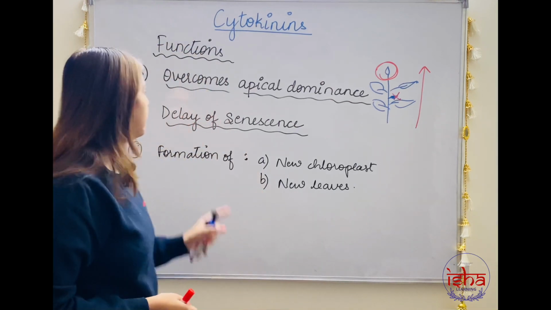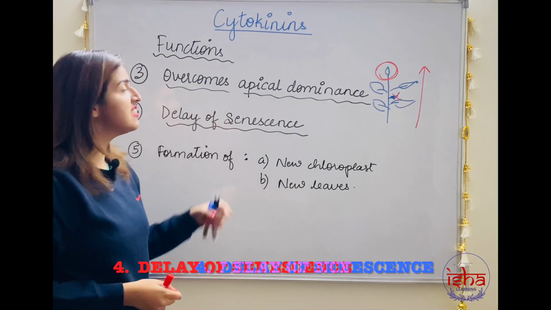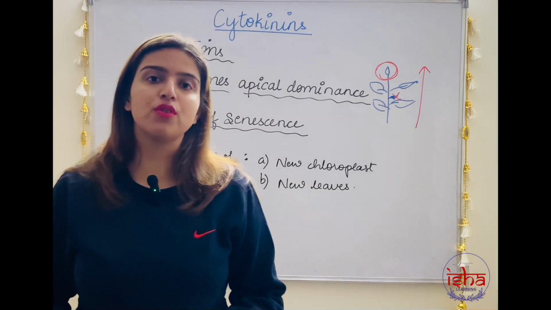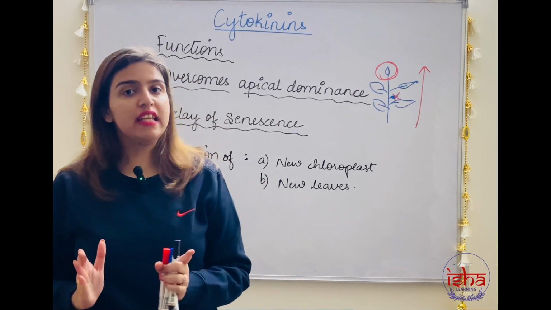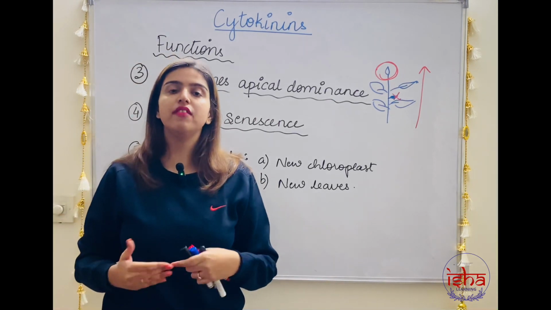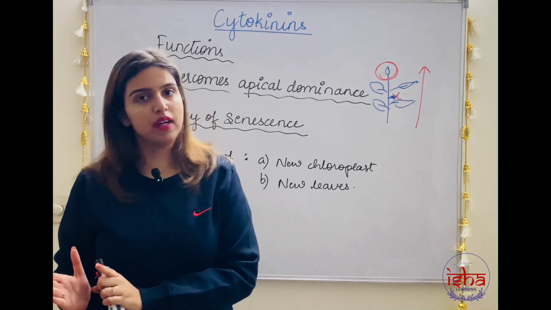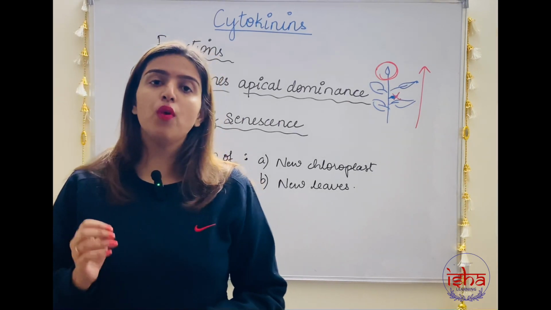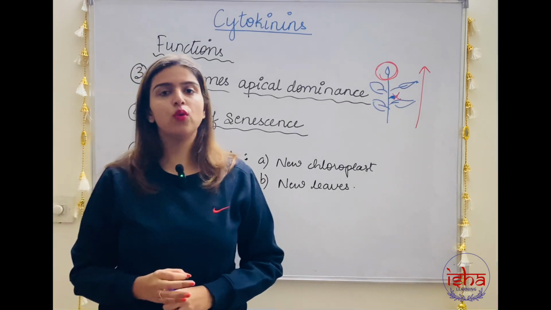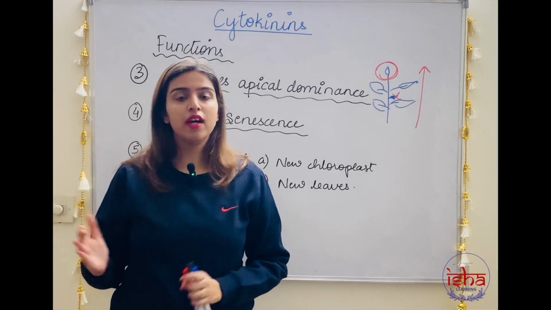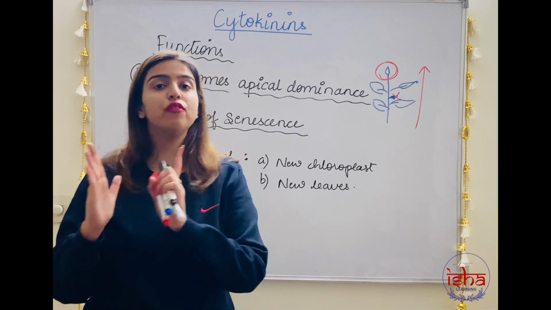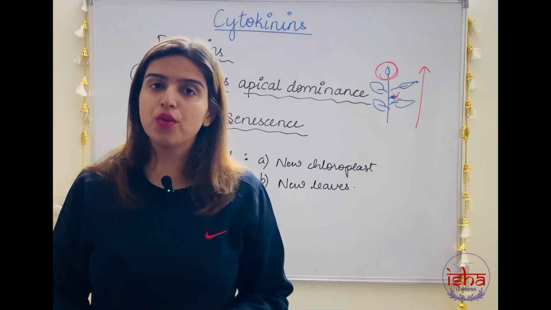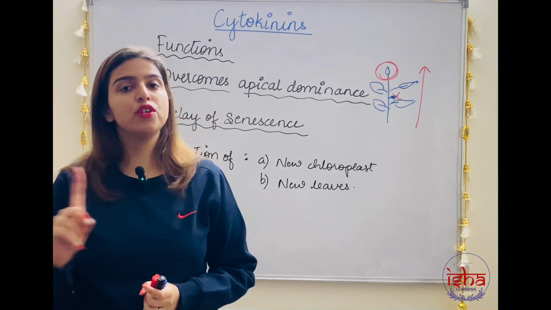The next important function is that it delays senescence. What is senescence? Senescence is basically the process where any mature leaf or the mature part of the plant is eventually shed off from the plant. It falls off. We know that the old leaves fall off. So what is the process? If we know that a leaf is to fall off, the plant will first of all cut off nutrients to that leaf. It knows that the leaf is going to fall, so why would it give it more nutrients? So number one, the nutrients will be cut.